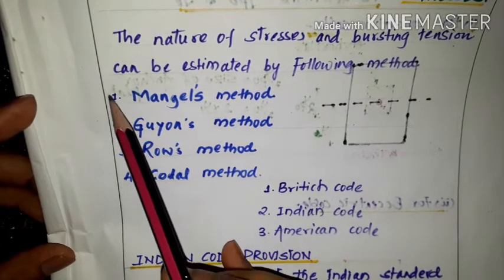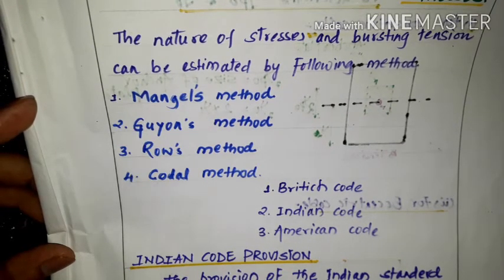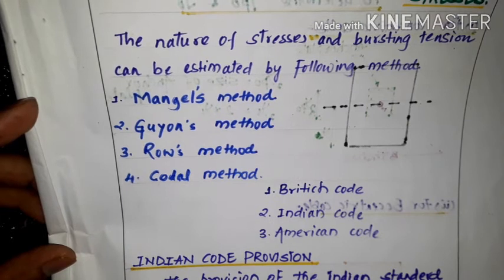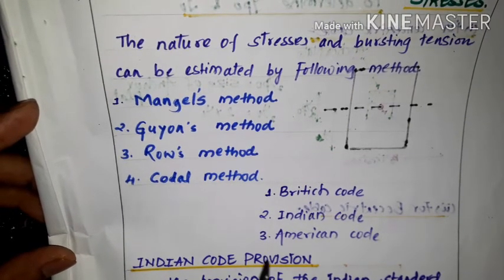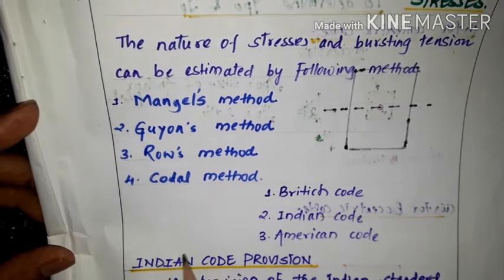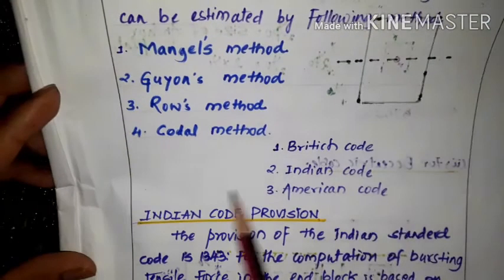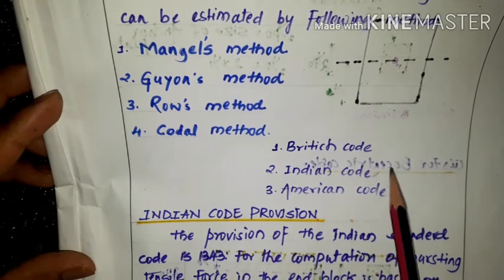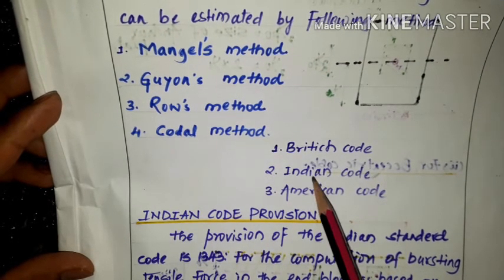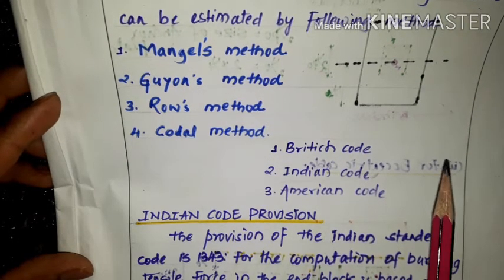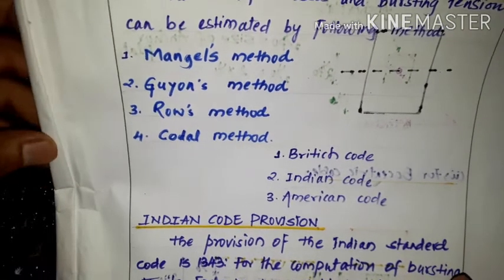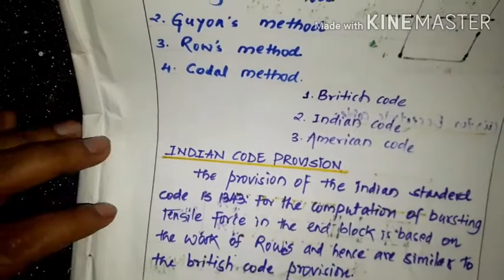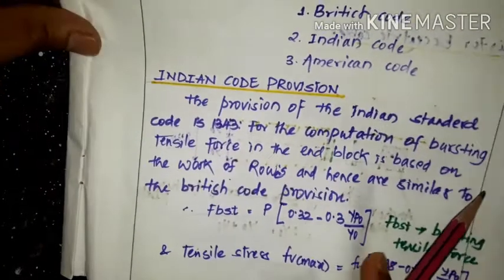So all these methods are similar to one another, they use the same approach. There is a small difference but all are the same, and we are following the Indian code here. So as per the Indian code, we have to investigate the stresses developed in the prestressed concrete at the anchorage end. So what does the Indian code provision say?